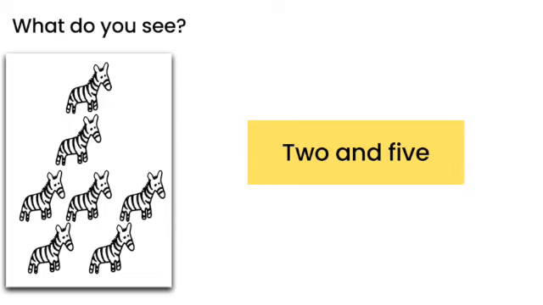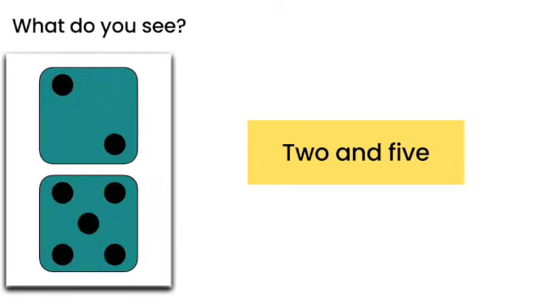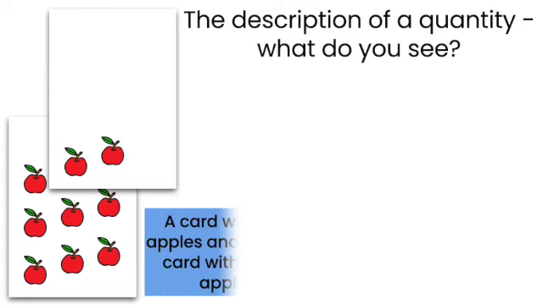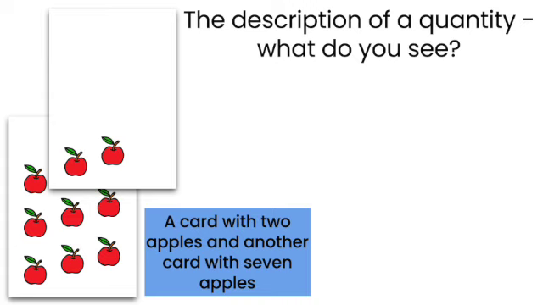And in the case of the dice, we could also speak about describing it as 2 and 5. Let's look at another quantity greater than 5. If I ask someone what do they see here, they might say, I see a card with 7 apples and another card with 2 apples, and that would be correct.